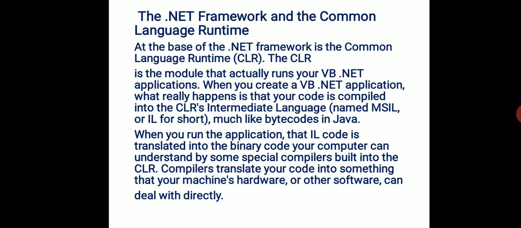In Java also, source code is compiled into byte code. The Java code is called source code, and this source code is compiled into byte code, that is an intermediate code, and that byte code is translated into the machine code, binary code. Okay, so here also the VB.NET code is compiled into an intermediate code, that is IL, and this IL is translated into binary code. So that is what the common language runtime is. This is an important question, common language runtime.